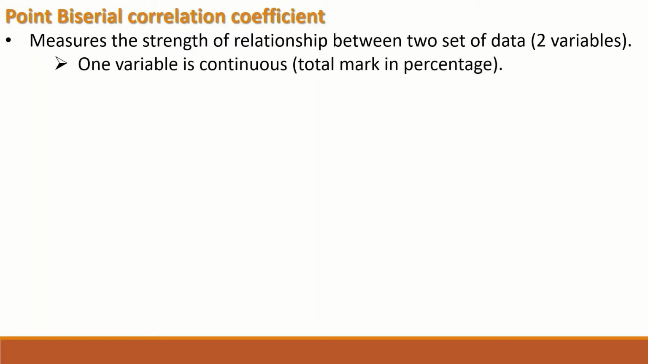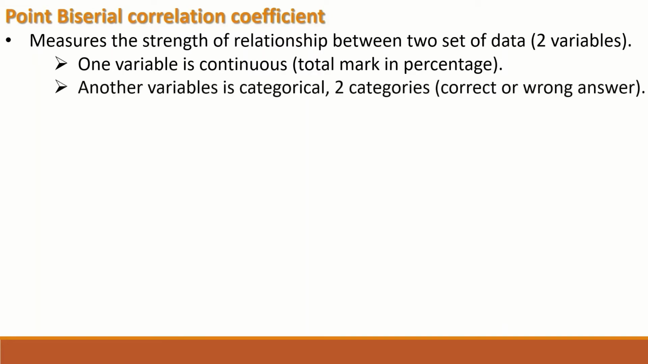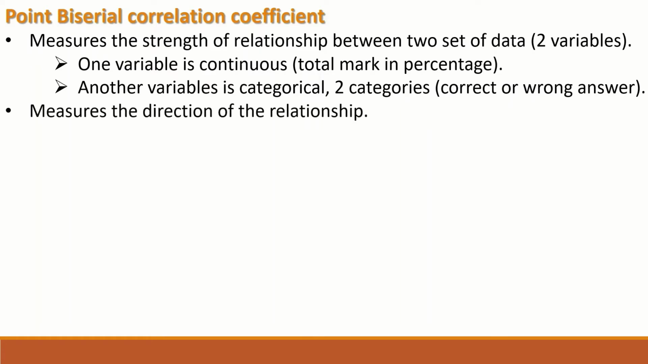So here in this case we have two variables. We need to correlate two variables with each other. One of the variables is continuous, such as the total mark, which is in percentage from 0 to 100, and the other variable is categorical. Two categories, correct or wrong answer.